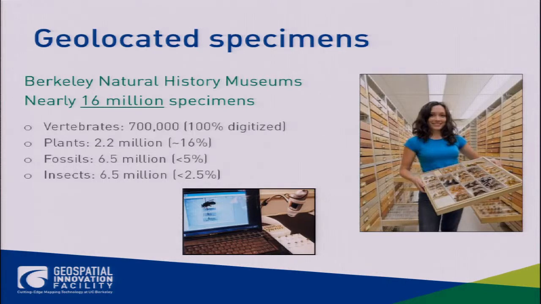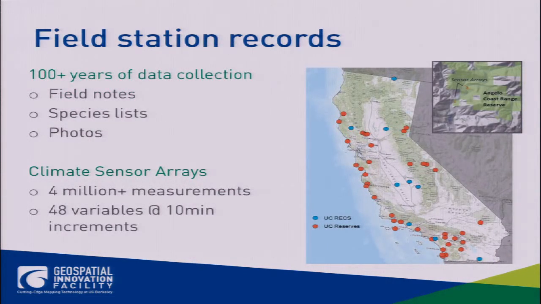So the kinds of information you can find right now in the Eco Engine are geolocated specimens. There are nearly 16 million specimens in the drawers and jars of the museums here, and many of them are being digitized as we speak with geolocation. All of that information is put up into this engine along with field station records. As many of you know, there's a vast network of field stations across the state, including agricultural reserves. Many of those have really great wealths of data that have been collected over the last 100 years, and also have climate sensors that are producing millions of measurements in very small increments.